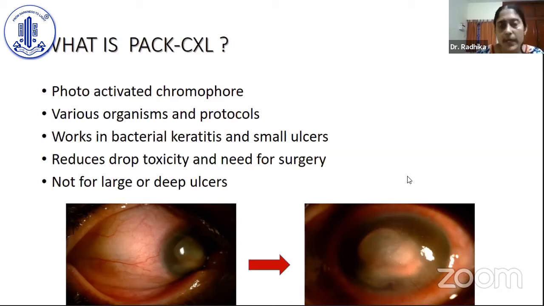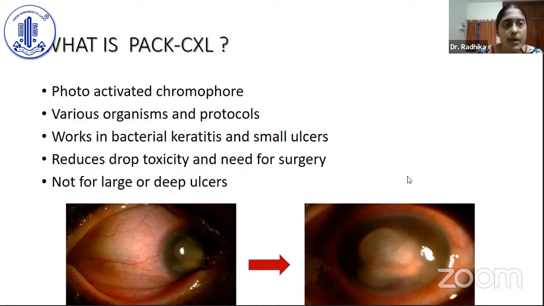PAC-CXL has been employed against various organisms. There are many protocols that have been followed, starting from the standard Dresden protocol to the ones which obey the laws of reciprocity, which shorten the duration of the treatment with as much effect. And there are also cheaper options as well as ones with lighter equipment, like CXL which is done on the slit lamp, as well as with handheld devices which are being studied.